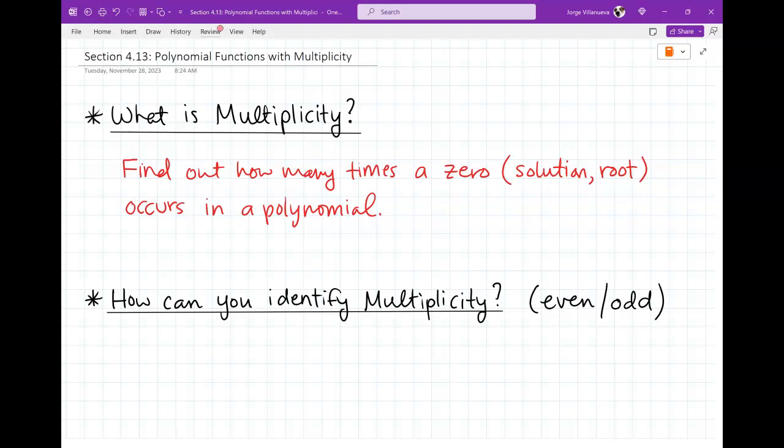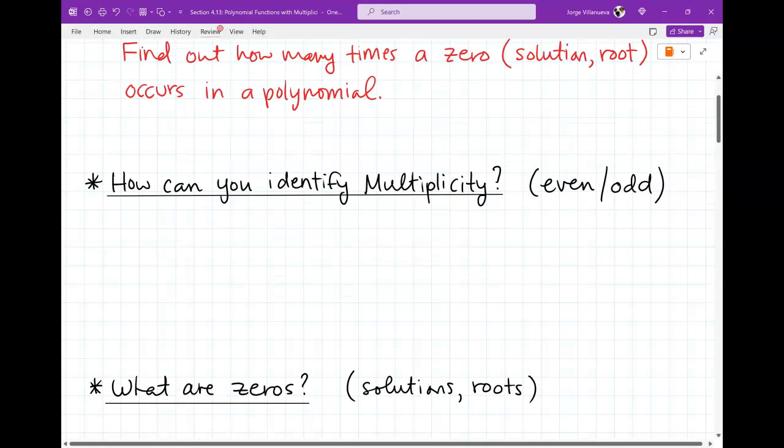But we're going to figure out how many times a certain number occurs as a solution to a polynomial. Okay? So how many times an answer occurs in a polynomial? That's called multiplicity. Okay? Now, how can you identify multiplicity? There are 2 different ways.